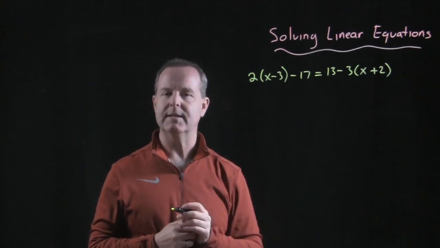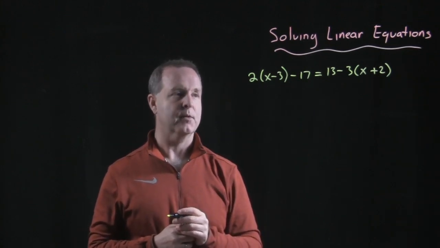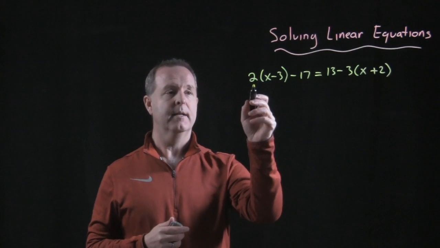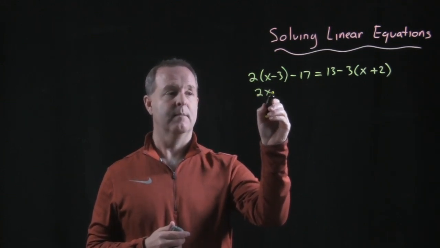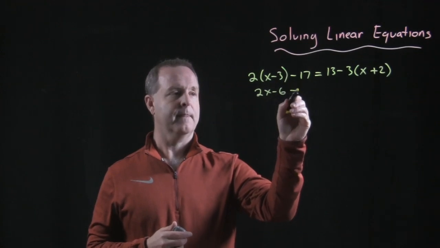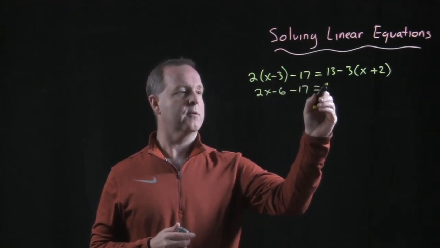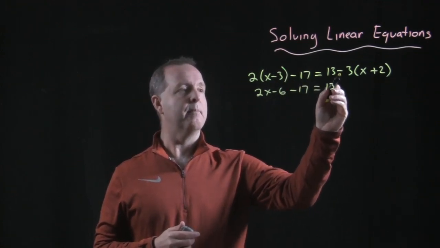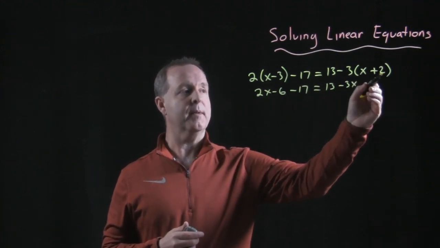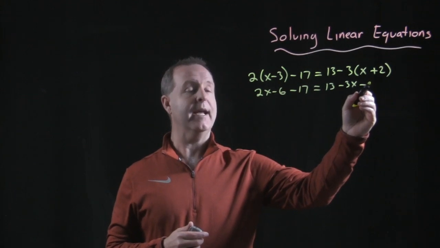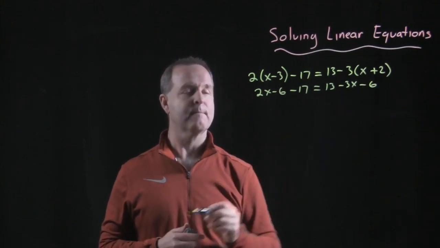First step is we want to simplify if possible. So I see a couple places to simplify. Distribute the 2 across this term, so then I'll have a 2x minus a 6 minus 17 equals 13. Minus 3 times x gives me a negative 3x, and then negative 3 distributed across that 2 produces a negative 6.